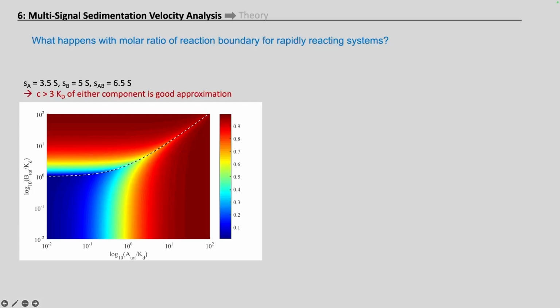Here is a two-dimensional isotherm with a heat map indicating the molar ratio of the reaction boundary, which is what we could measure directly with the multi-signal CFS method. Where it is red, that's where the composition is 0.8 or higher. As you can see, as long as we are about threefold above Kd with either one of the components, but maybe better not both at the same time, the reaction boundary will reflect the complex stoichiometry pretty well.